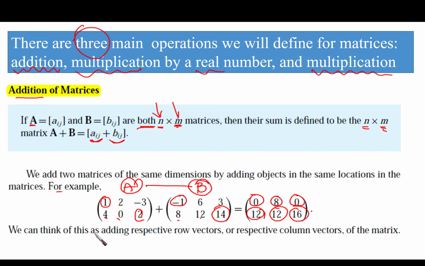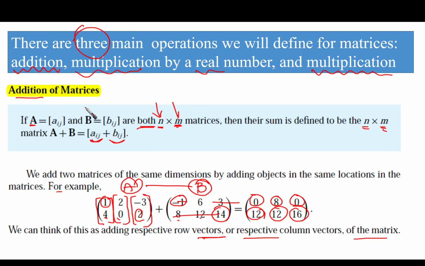We can think of this as adding respective row vectors or respective column vectors of the matrix. Actually, each matrix is considered to be having a set of vectors. So we can say this matrix has 3 vectors as columns, or 2 vectors as rows. Similarly for B, it has 3 column vectors, or we can say it has 2 row vectors, this row and this row. So that's the meaning.